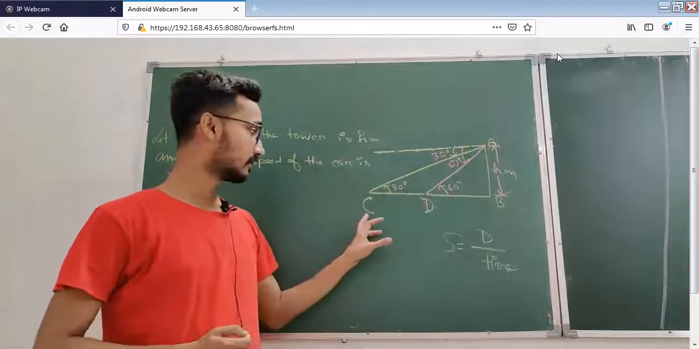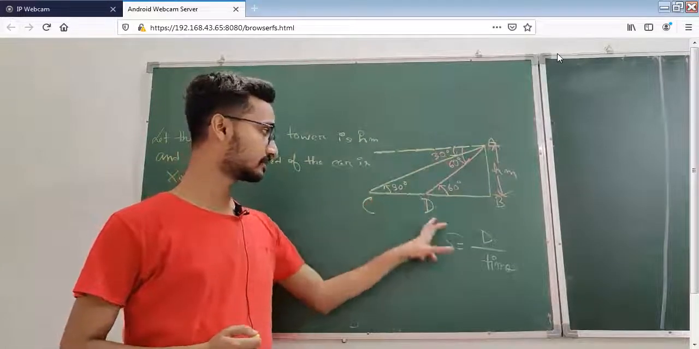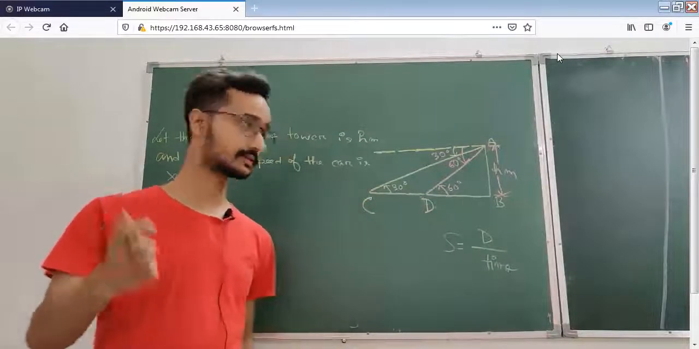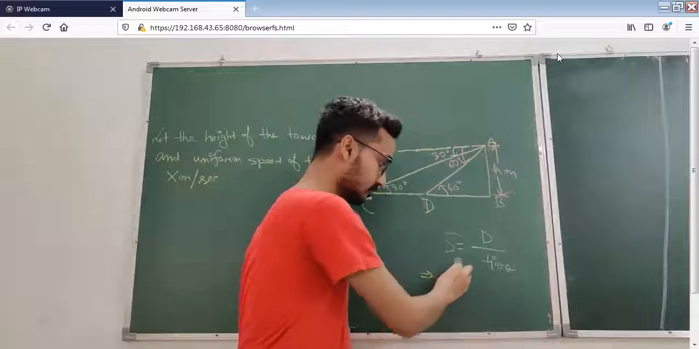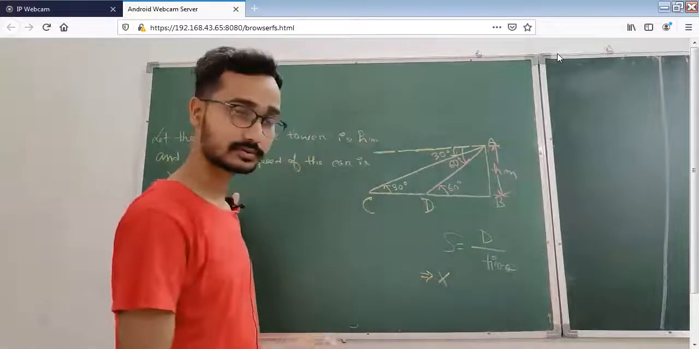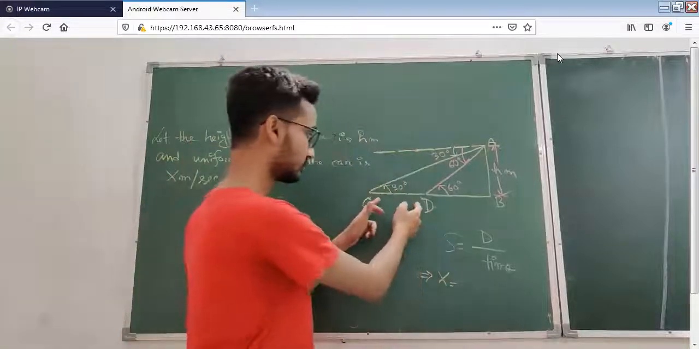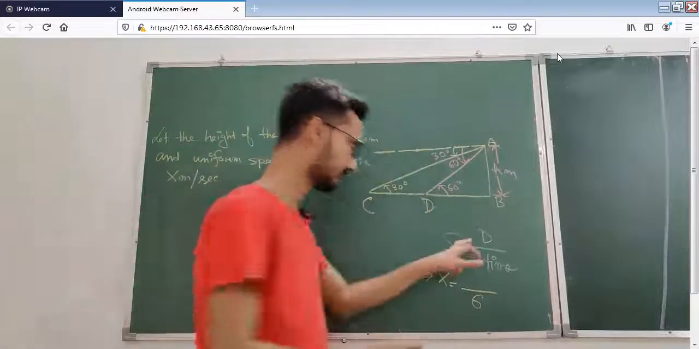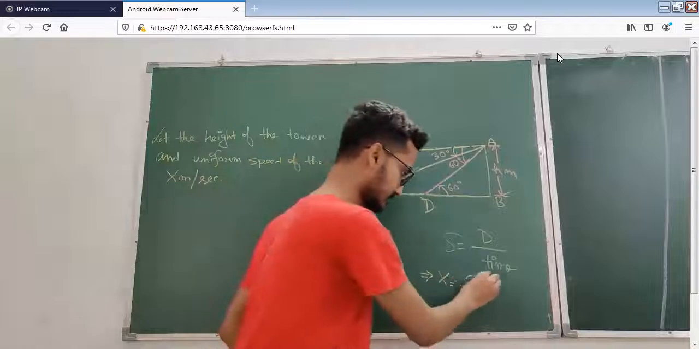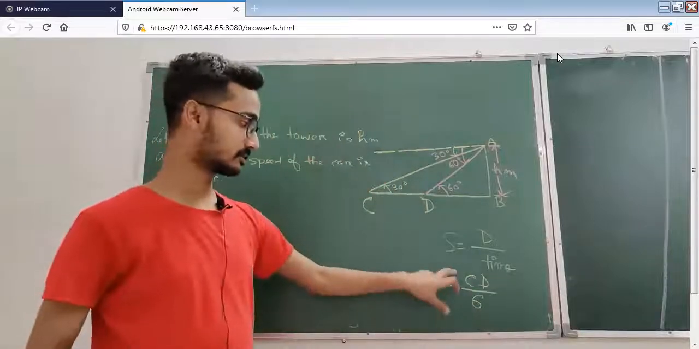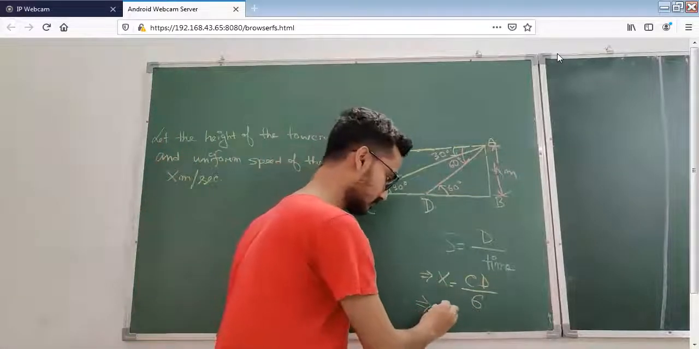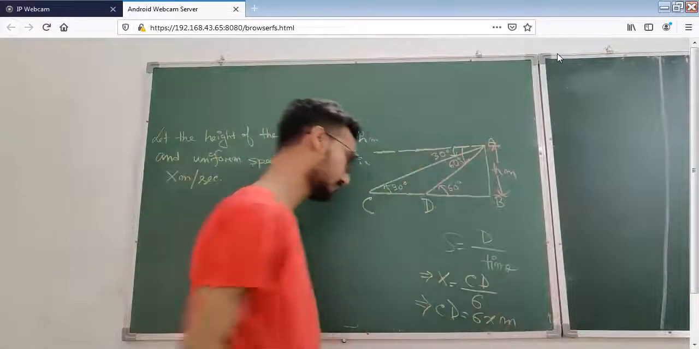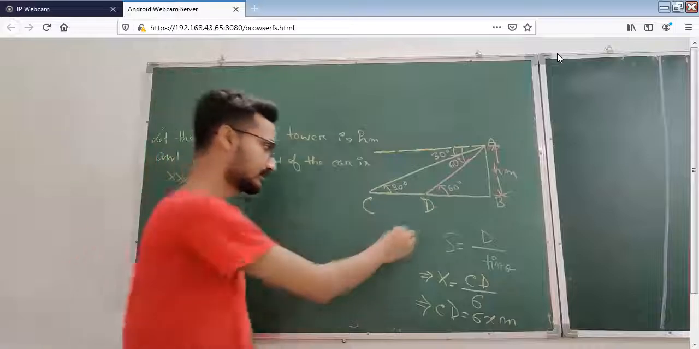That means to move from C to D, the car will take 6 seconds. So time is given as 6 seconds. The speed we have already taken as x meters per second. For traveling this distance, the time is 6 seconds and the distance is CD. Now see, CD will be 6 into x. CD will be 6x meters. Up to this clear or not?